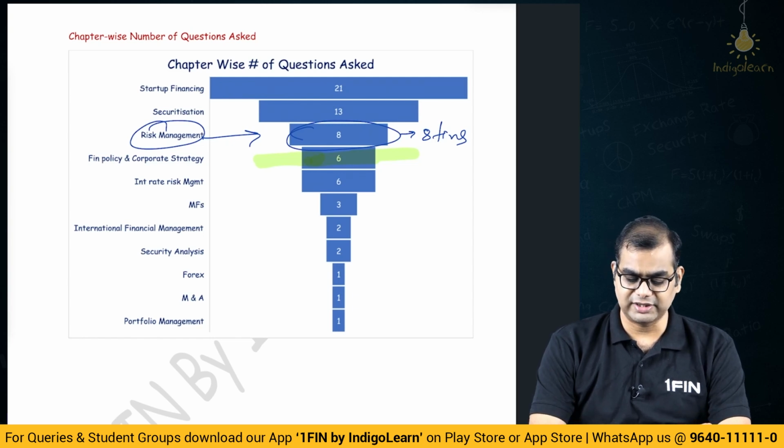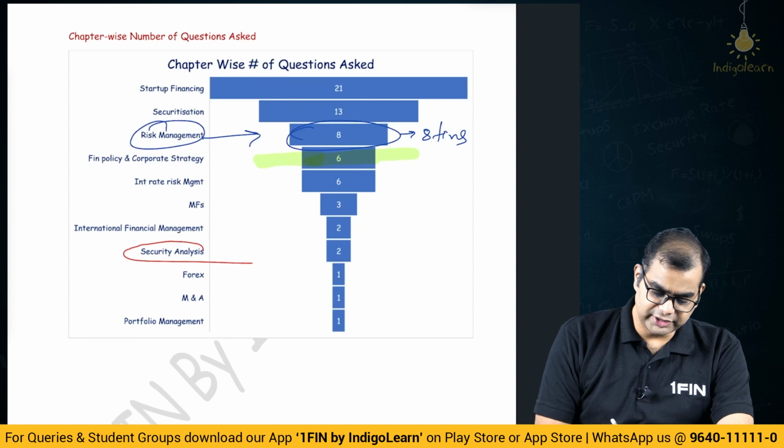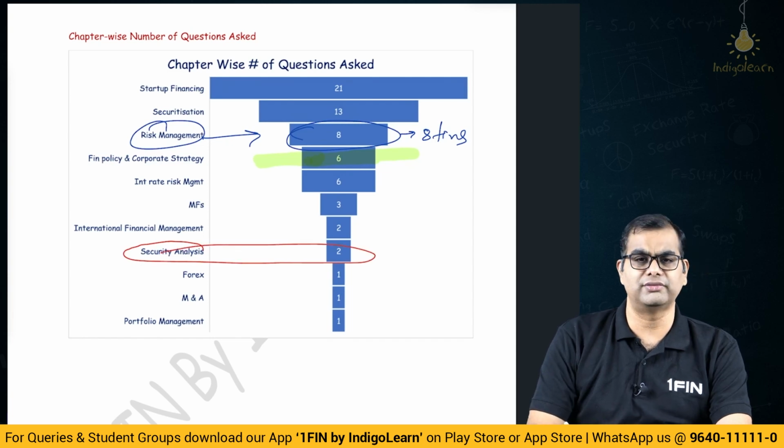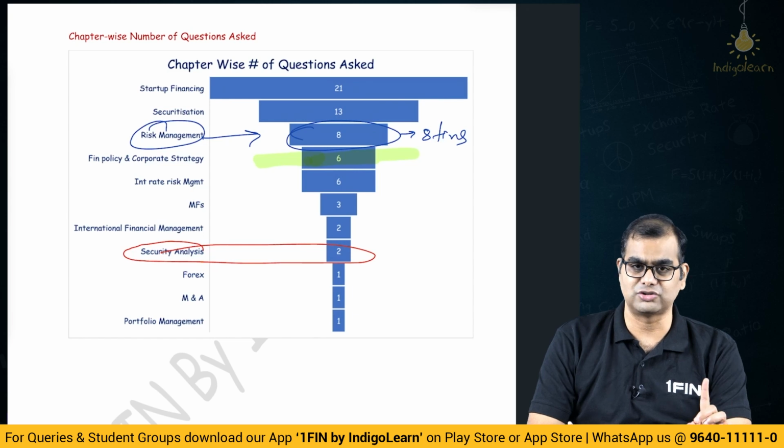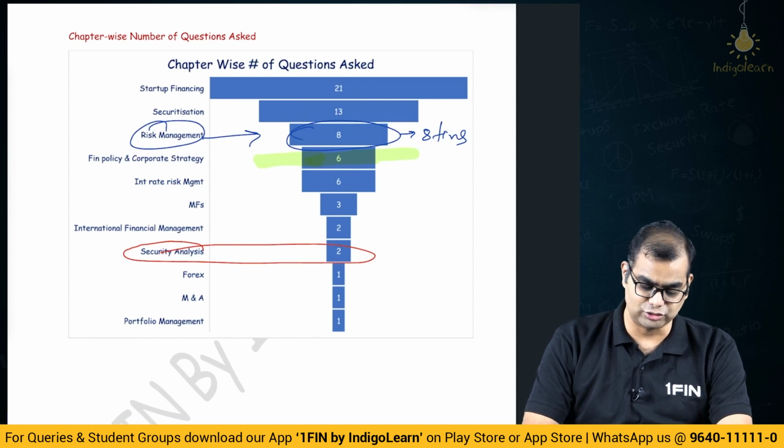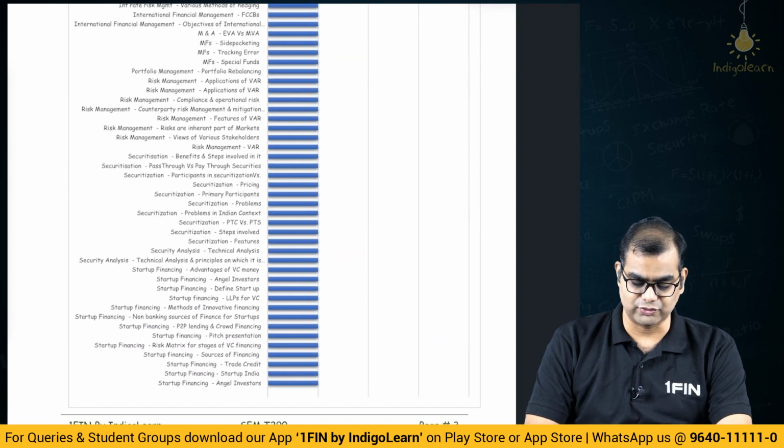Right, now let us look at theory. From a theory perspective, in the security analysis chapter, questions have been asked 2 times in the exam, and both the times it is the same question. There is only one question that has been asked. I will take you through that, and of course all the rest of the theory as well.